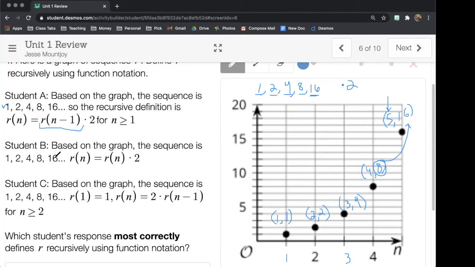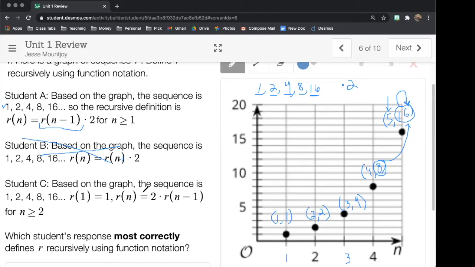Same sequence for student B. Now they have R of n is equal to R of n times 2. Well, this one doesn't have the minus 1 on it. So what this one says is if you want to know what's in the 5th slot, take your answer for the 5th slot and multiply it by 2, and that'll give you the previous value. So if I multiply 16 by 2, it comes back to 16. That doesn't make sense. 16 times 2 would be 32, which would be what is in the 6th spot. So that one did not work. So this is no good because it should have had an R minus 1 right there.